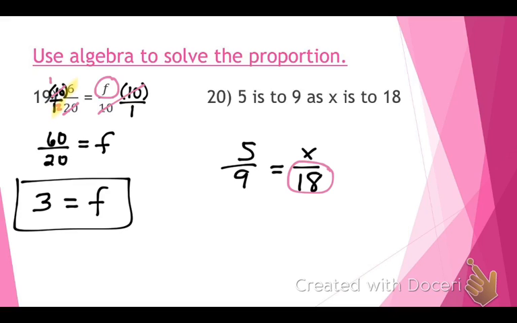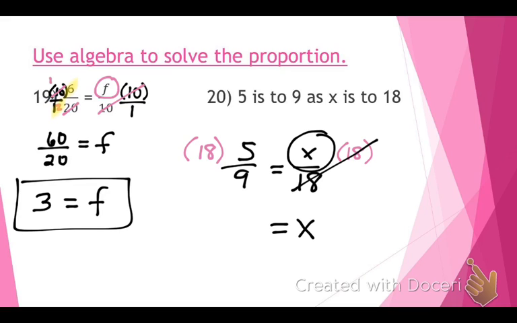What's the opposite of divide by 18? Multiply by 18. If I multiply this side by 18, what do I do to the other one? Also multiply this side by 18, okay? On the right side, what happens to those two 18s? They cancel out because 18 divided by 18 equals 1, and I'm only left with the x over there.